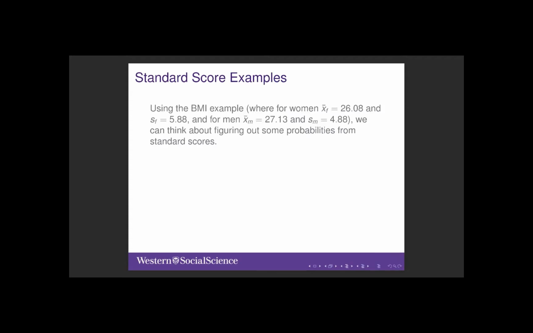The book talks about an example using the body mass index. Here, the mean for women is 26.08 and its standard deviation is 5.88, and for men the mean is 27.13 with a standard deviation of 4.88. Let's think about some probabilities that we could calculate. What if we wanted to know the proportion of women we would expect to have BMIs between 20 and 30? We'd first have to create z-scores for the values 20 and 30 separately.